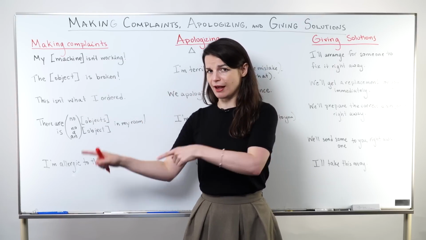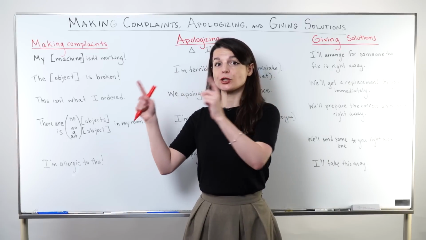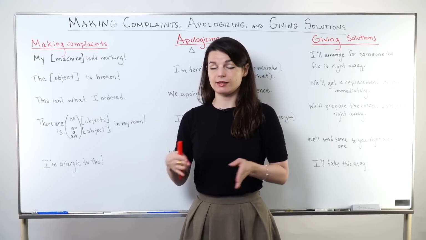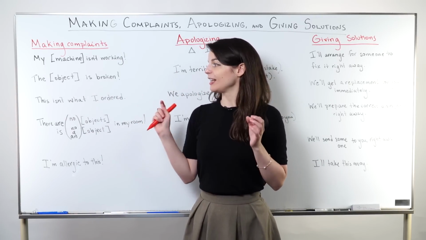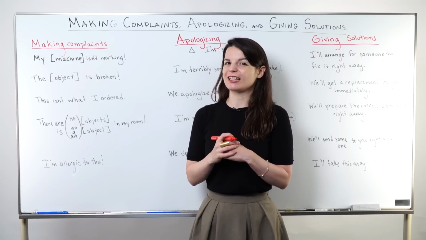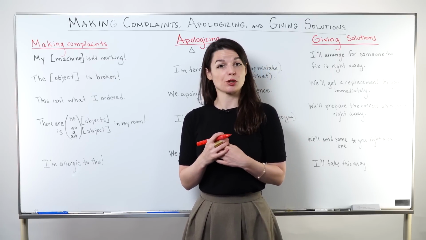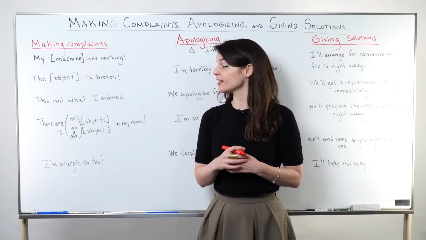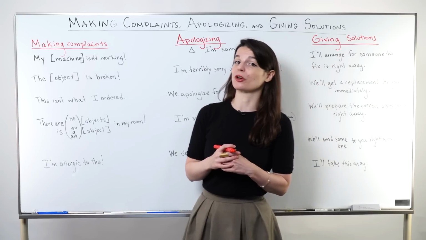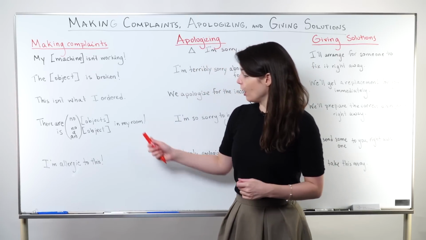I ordered A. This is B. So I ordered, past tense, A. This is B. So we start with, "This isn't what I ordered," or, sorry, "I don't think this is what I ordered," to make it a little softer. "This isn't what I ordered," or "I didn't order this." Okay, on to the next one.